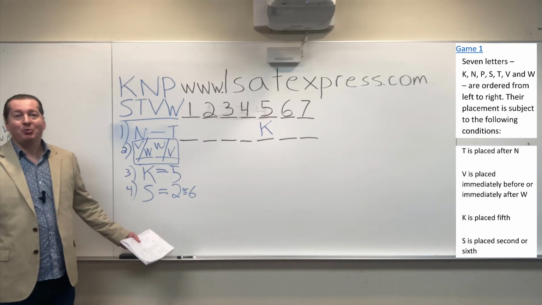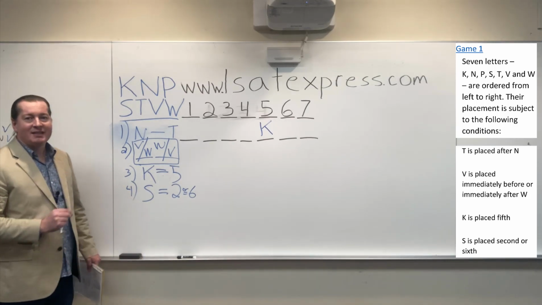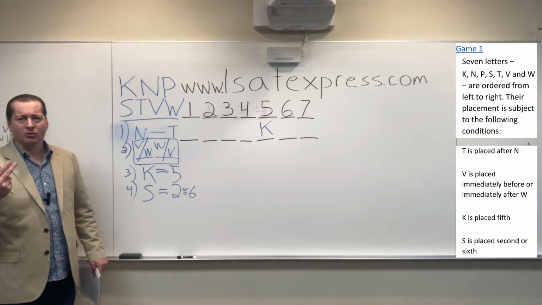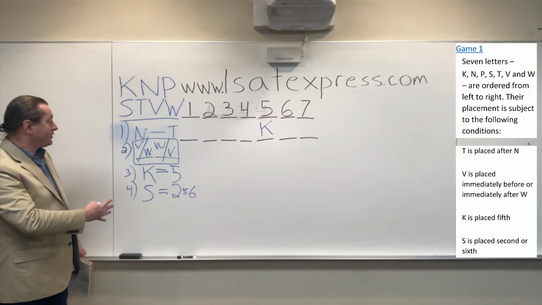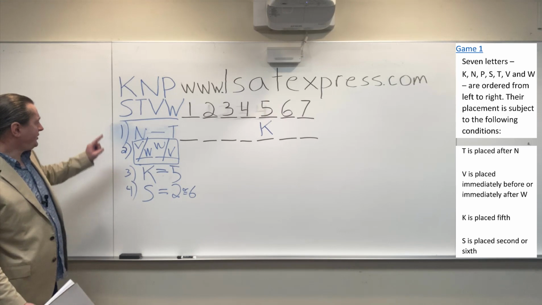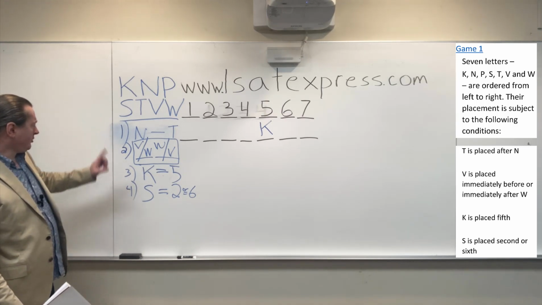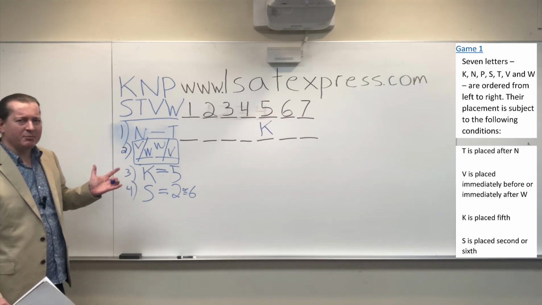So now what do we do? Step 1 is always to write out the rules. Step 2 is to ask, well, can I combine the rules? Do any rules talk about the same letter, for example? Well, let's see. N, T, V, W, K, S. Nobody talks about the same letter, so we can't combine them in that way.